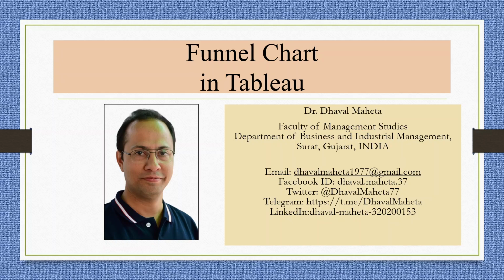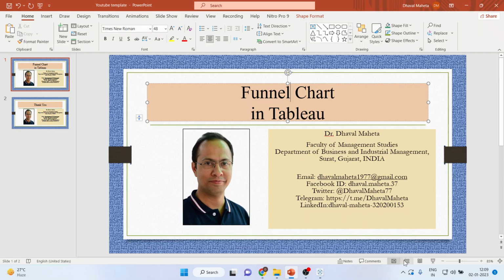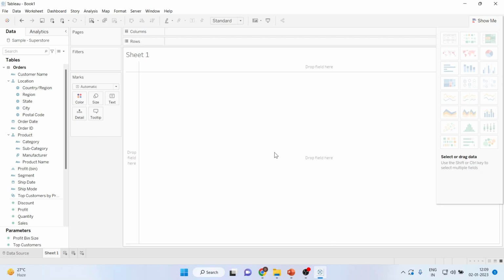This is Dr. Dhaval Maheta, and today we are going to understand how to generate a funnel chart in Tableau. So for this, we will go to the environment of Tableau. In Tableau, the variables are divided into two zones. This is the zone of dimensions, and this is the zone of measures. Dimensions are categorical variables, and measures are continuous variables.